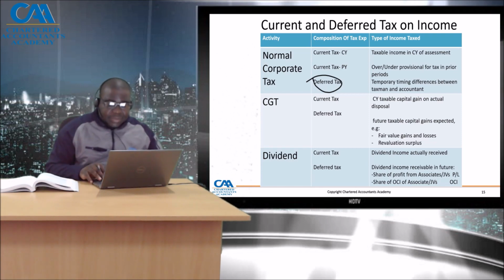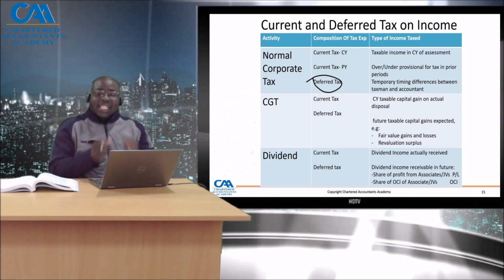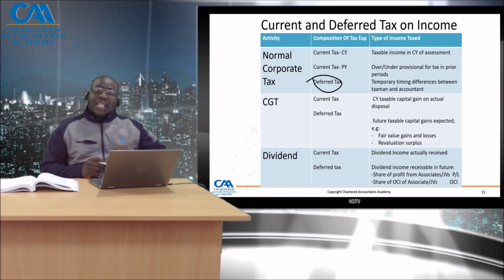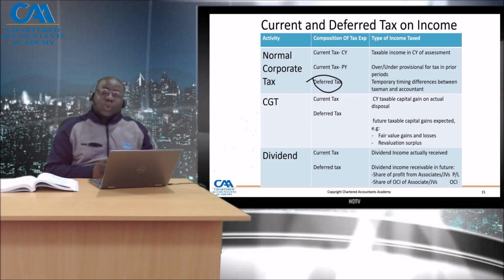Dividend tax, exactly the same. If I receive a dividend today, then I have to pay current tax today for that dividend income. Whereas if I have earned profit from an associate or my joint venture has increased in value and I expect to get dividends in the future, I've earned the income now, but I'll pay the tax when the dividend has been earned.